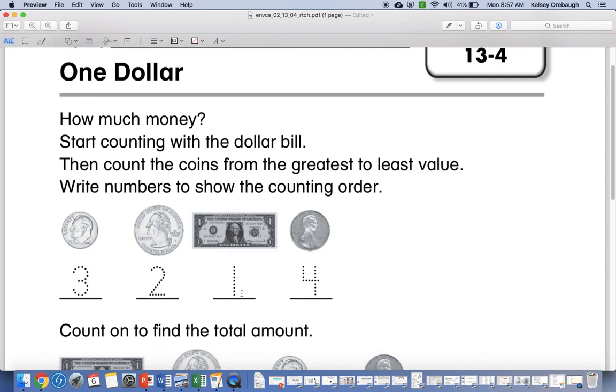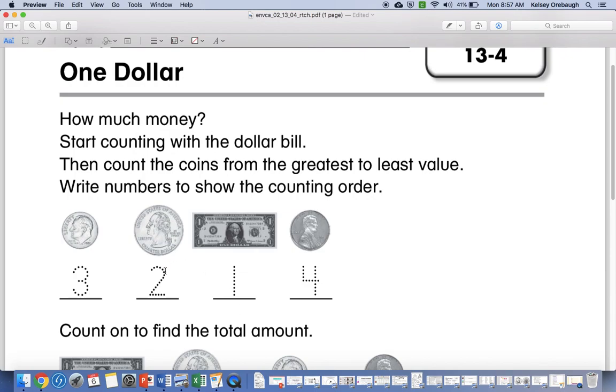Okay, so this one's been done for us. We have a dime, a quarter, a dollar bill, and a penny. We know the dollar bill is worth the most money in this collection, so we would put that first. That's what we would count first.